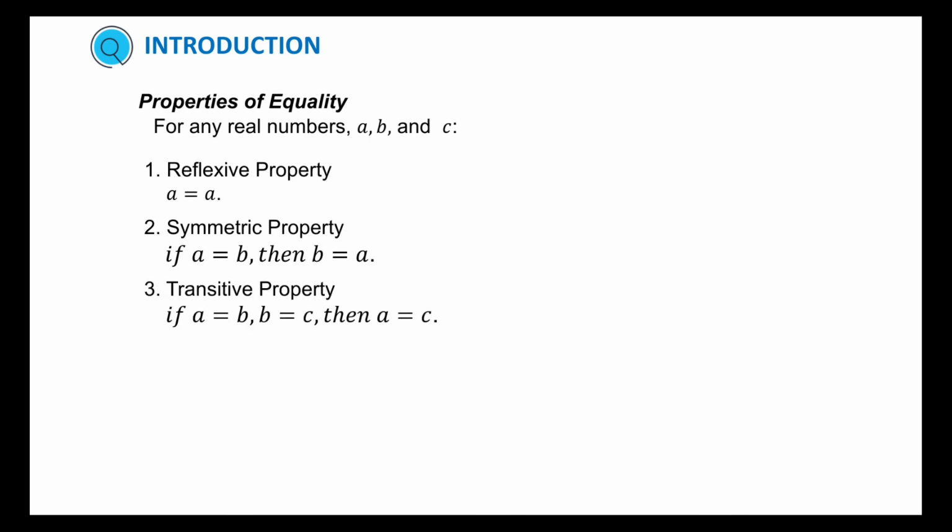Number 3, transitive property of equality. If a is equal to b and b is equal to c, then a is equal to c. In other words, if there are three numbers and if the first and second number are equal and the second and third number are also equal, it follows that the first and third number are equal.